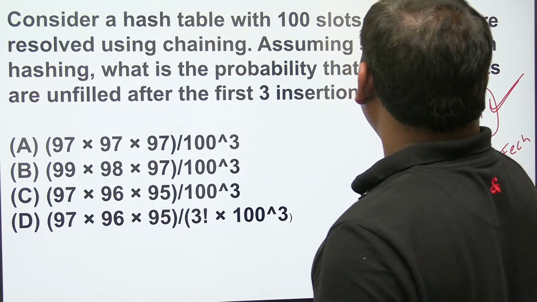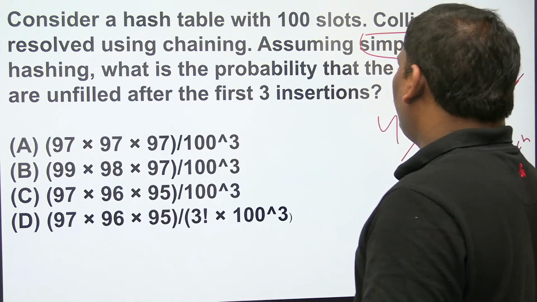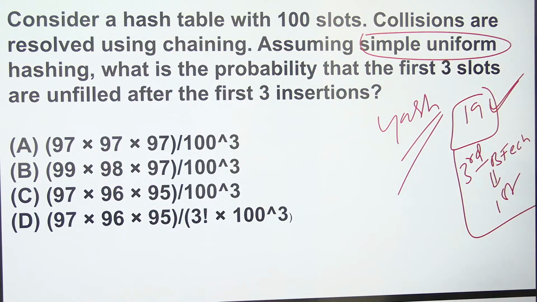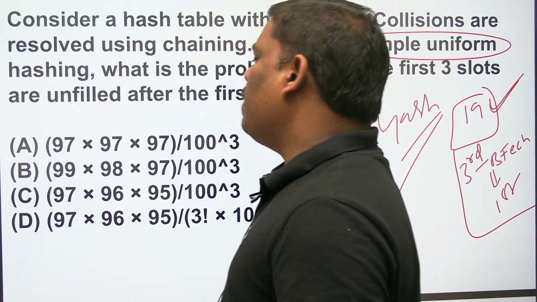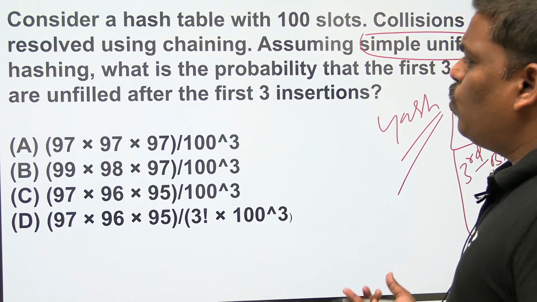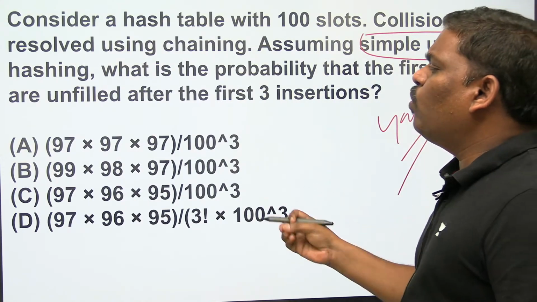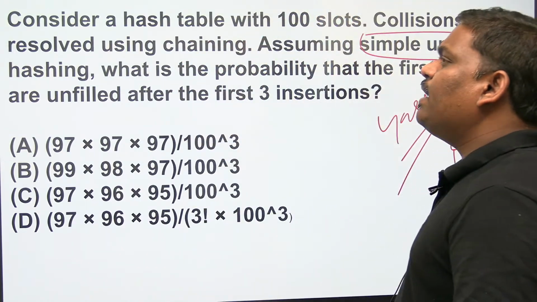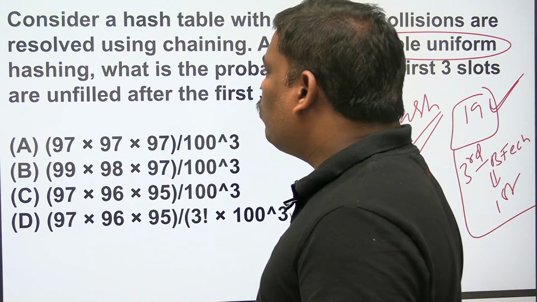And one more thing is assume simple uniform hashing. Remember, simple uniform hashing means, right? You just Google it, you will get it. Simple uniform hashing is nothing but, if I take an element and apply the hash function, it can go anywhere. No restrictions. Another name is equal probability. It can go to the first slot, second slot, anywhere.